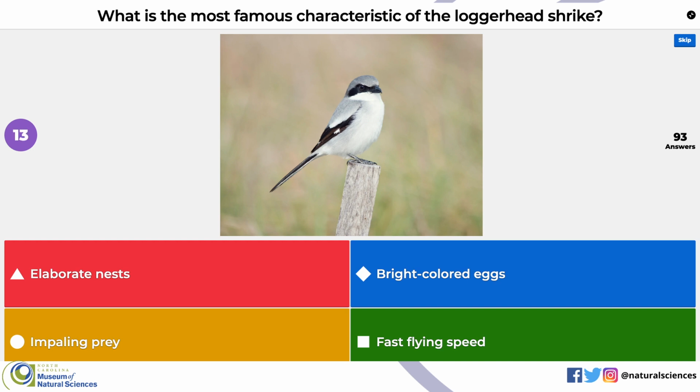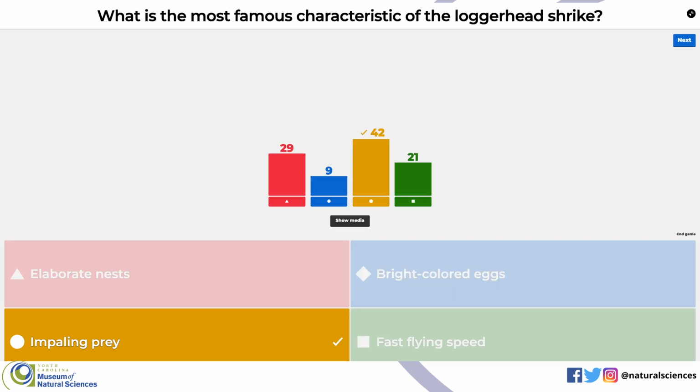13 seconds. Loggerhead shrikes. There's a picture of one right there. Gorgeous bird, yes. 2, 1. Ooh, the correct answer, 42 people got this one right, is that loggerhead shrikes impale their prey. Yeah, they do that. It's pretty wild too.